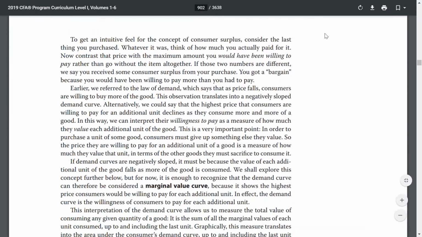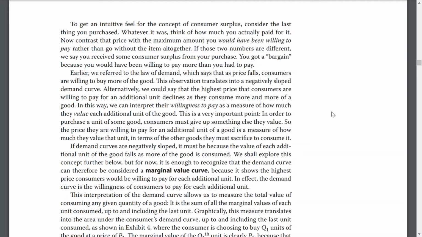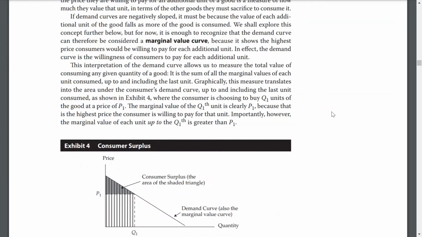To get an intuitive feel for the concept of consumer surplus, consider the last thing you purchased. Whatever it was, think of how much you actually paid for it. Now contrast that price with the maximum amount you would have been willing to pay rather than go without the item altogether. If those two numbers are different, marginal value curve. Here's some examples.